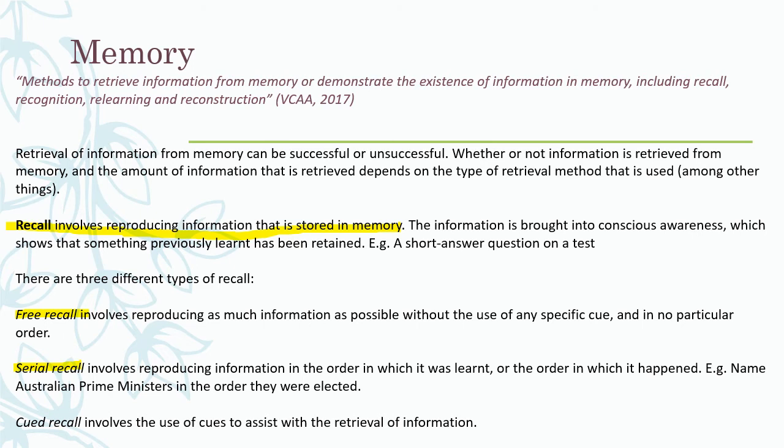Cued recall is using cues to assist with the retrieval of information. And I might do that and go, all right, so what was a part of the neuron starting with an A? And so that would be a cued recall because you're getting some sort of hint. Obviously, out of the three of them, cued recall is one of the easier ones. However, free recall is pretty much whatever you have, put it down. And you'll notice that happens in the exam.